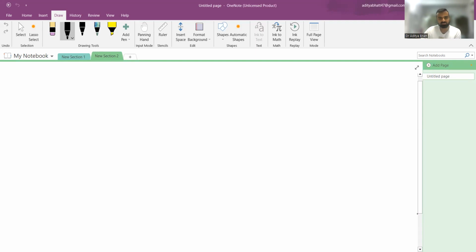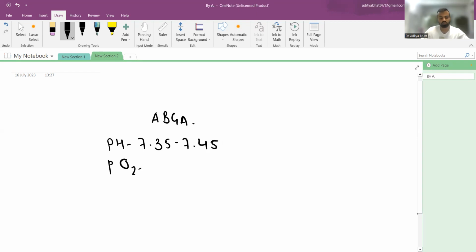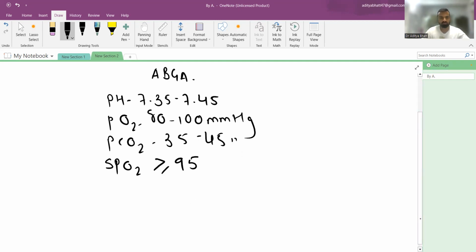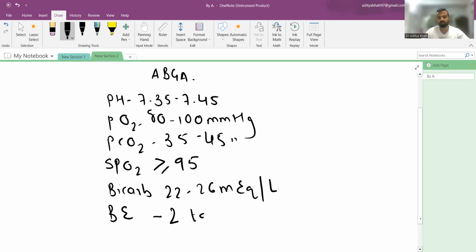Interpretation of ABGA is a very important topic. For interpretation of ABGA, we first need to know the normal arterial values. The normal value of pH is 7.35 to 7.45. Normal PO2 is 80 to 100 mmHg. Normal PCO2 is between 35 to 45 mmHg. SpO2 is more than or equal to 95. Bicarb is between 22 to 26 milliequivalent per liter, and base deficit is from -2 to +2. So these are the normal values of ABGA.